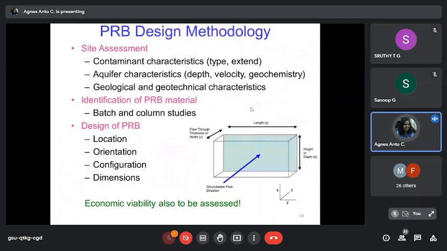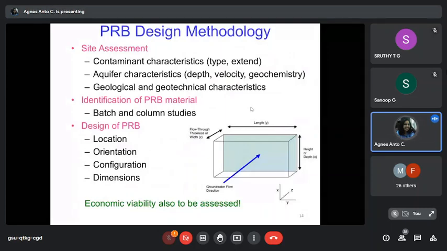Now in a permeable reactive barrier, be it PRB or any soil remediation technique, there are certain methodologies or protocols which you have to follow. First, you should have a detailed study of the site.